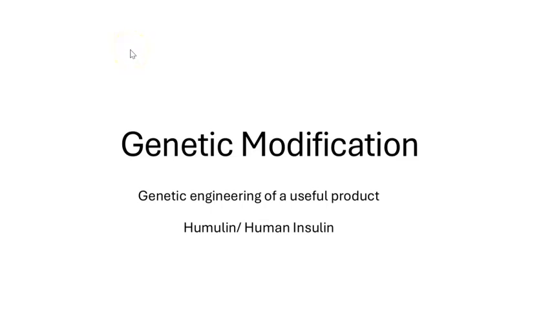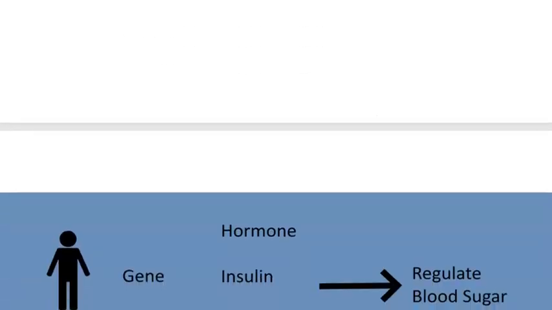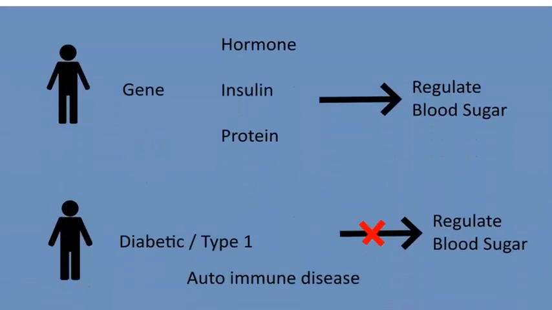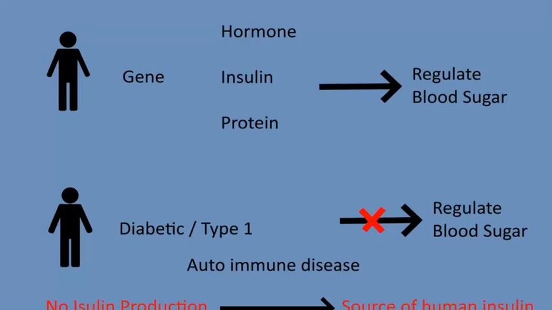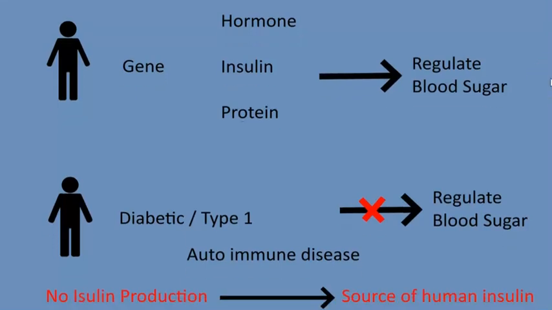We are considering genetic modification, and here we're looking at the genetic engineering of a useful product called Humulin, or human insulin. The problem that we are trying to solve through this genetic engineering is that ordinarily people have a gene in their pancreatic cells which expresses the protein called insulin, and that is a hormone. This hormone is used to regulate blood sugar.